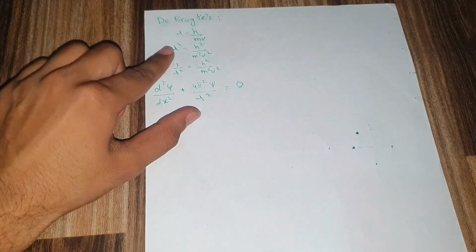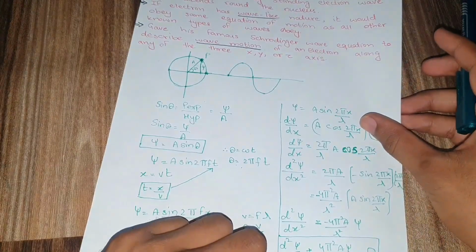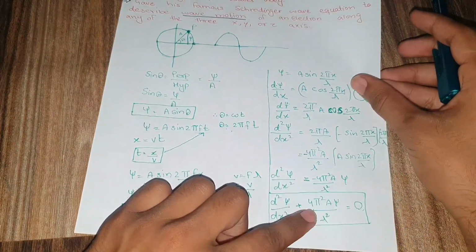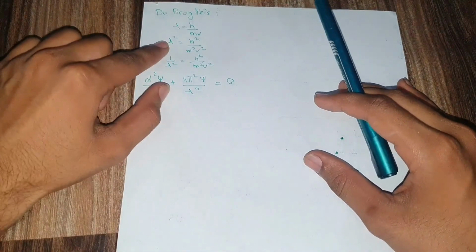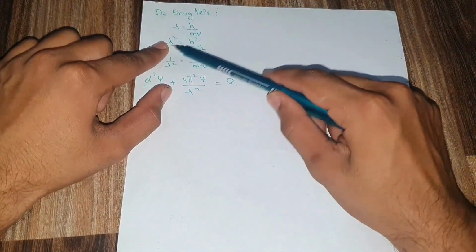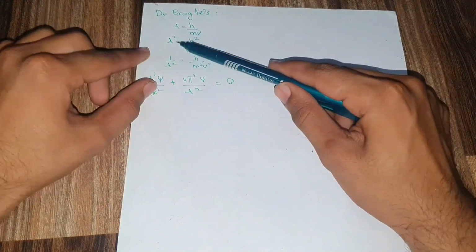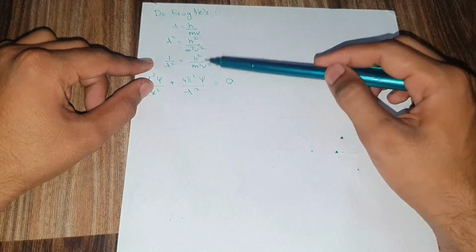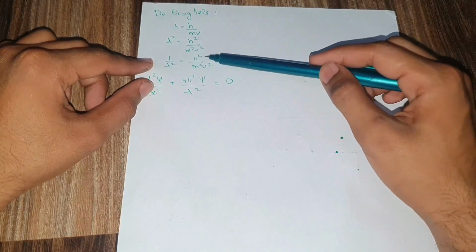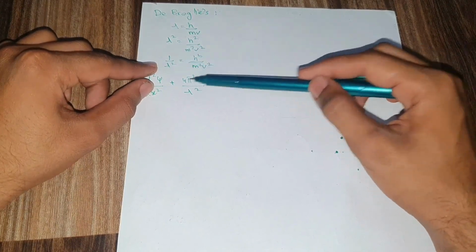So taking the square on both sides. Why have I taken the square? Because in the equation right here, there was lambda square in the denominator, and I want to put the value of lambda square here. So I have taken the square, lambda square, and it will become equal to h square divided by mv square. I have taken the reciprocal. On taking the reciprocal, the h square and mv square have changed positions. So this is the reciprocal.